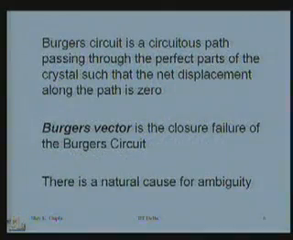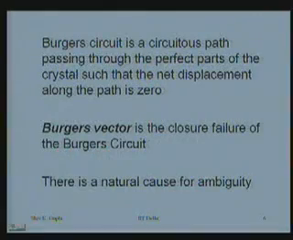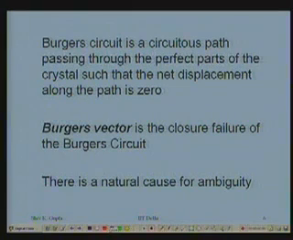Okay, so it has to go away from this region, but it is a circuitous path, and the net displacement along the path is 0. That's another important feature here, that the net displacement along the path is 0. Well, we will demonstrate that, what I mean by this. The Burgers vector is then the closure failure of the Burgers circuit. We'll come back to that.